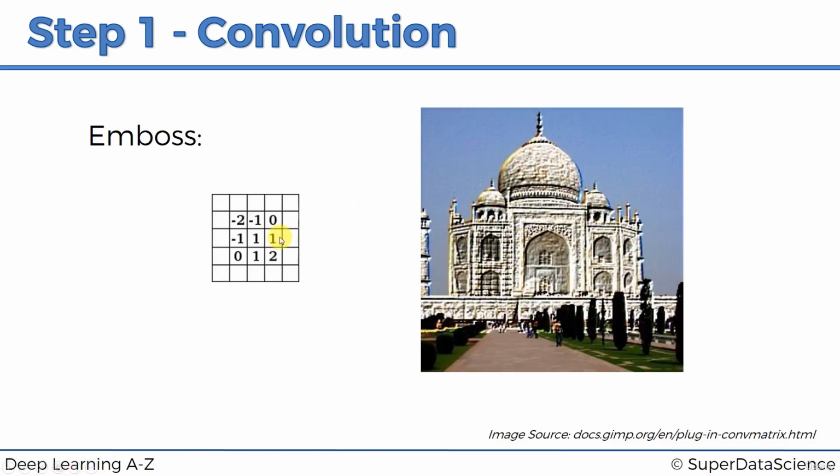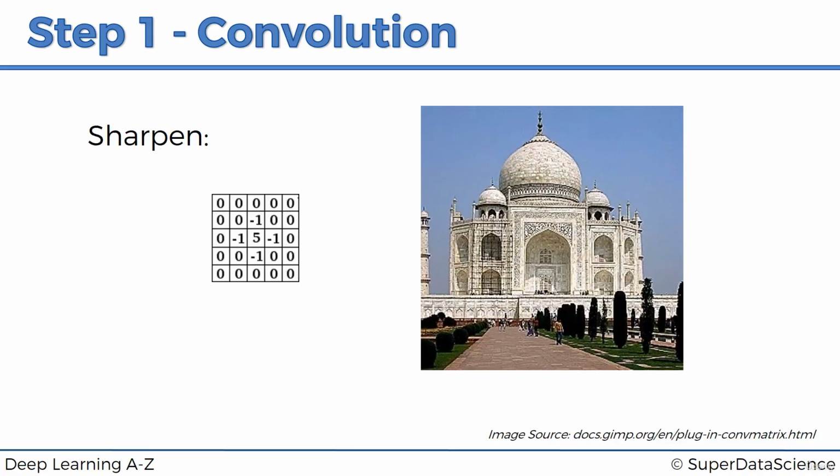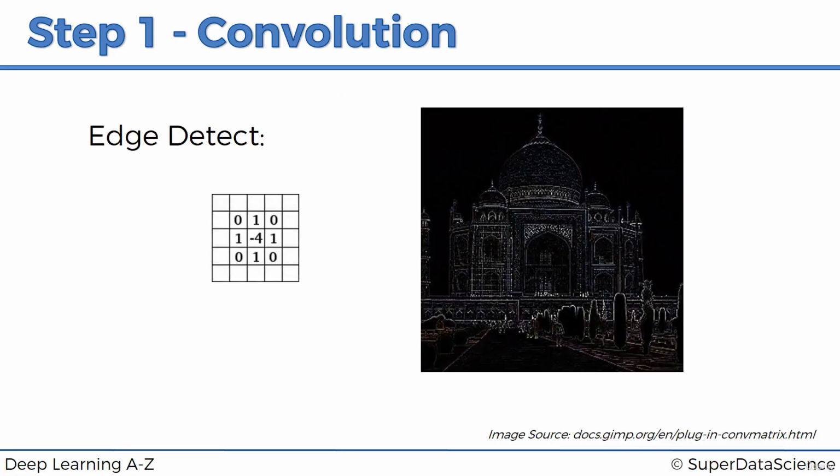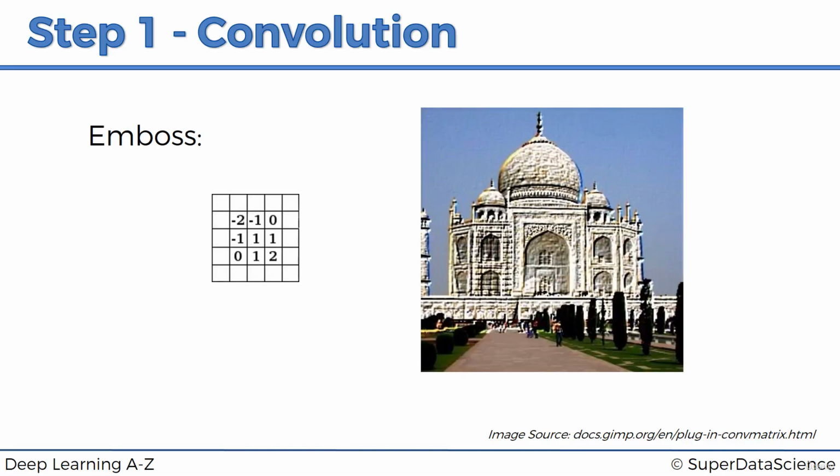Emboss. Another one. The key here is that it's asymmetrical, and you can see the image becomes asymmetrical as well. You get that feeling that it's standing out towards you, and that's what you get when you have minuses here and pluses here. Again, this is getting a bit technical now, but at least we can get some intuitive understanding. Let's just go quickly through them again: sharpen, blur, edge enhance, edge detect, emboss.